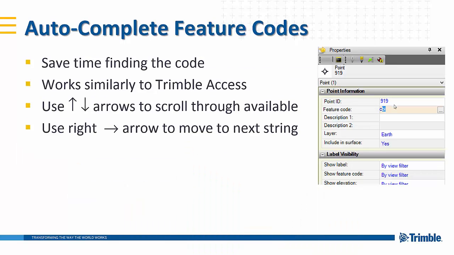Some other productivity tools here are the ability to auto-complete feature codes, so you don't have to click this three-ellipses button to find out the code name. You can simply use the up and down arrows to scroll through available feature codes, very similar to what you are used to in Trimble Access.